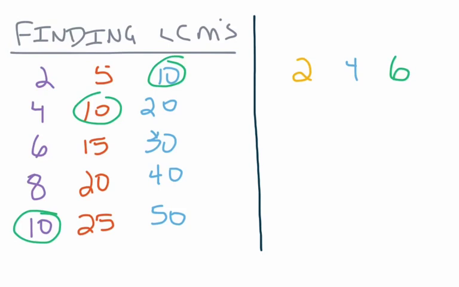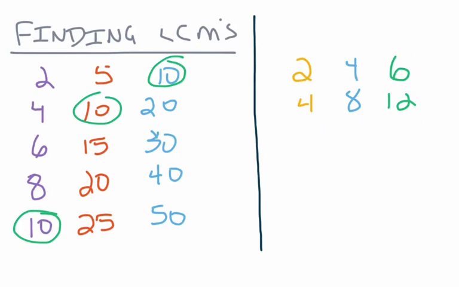So let's go to our second multiple, multiplying everything by 2, and we get 4, 8, and 12. Now at this point you might notice that we have a 4 here and a 4 here, but we're not going to end up with a 4 over here because these numbers are going to keep getting bigger. So we have to keep going with our multiples until we find a number that is in all three columns that's the same number.